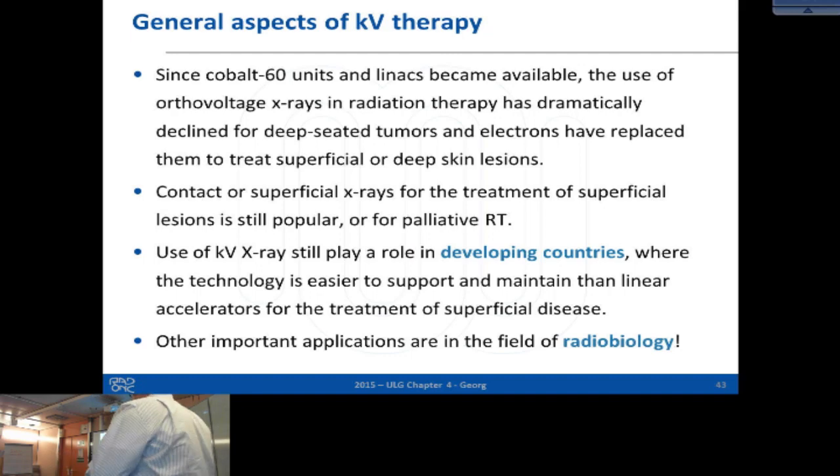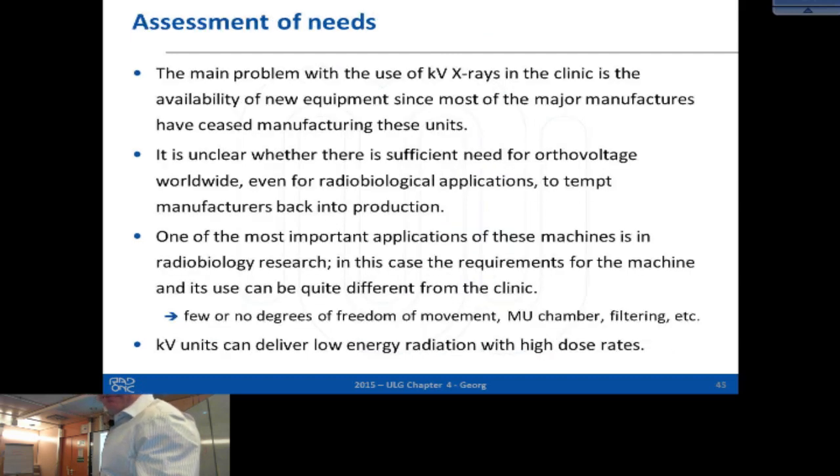KV units, I mentioned that, are used for radiobiological research. In German-speaking countries we still use them quite a lot for treating superficial lesions, skin lesions, and metastases in a palliative setting if they're not too deeply situated. In other countries, like the Benelux area, it's rather electrons that are used, but here in Austria, Germany and Switzerland we have some tradition in using this kind of machine.